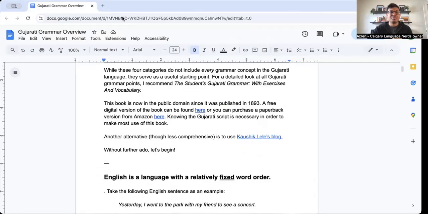As you can see here, the book is in the public domain since it was published in 1893. If you literally just Google that book, the Students Gujarati Grammar with exercises and vocabulary, you will find it. It's for free on the internet. There's also a paperback version available on Amazon. Knowing the Gujarati script is necessary in order to make most use of this book.